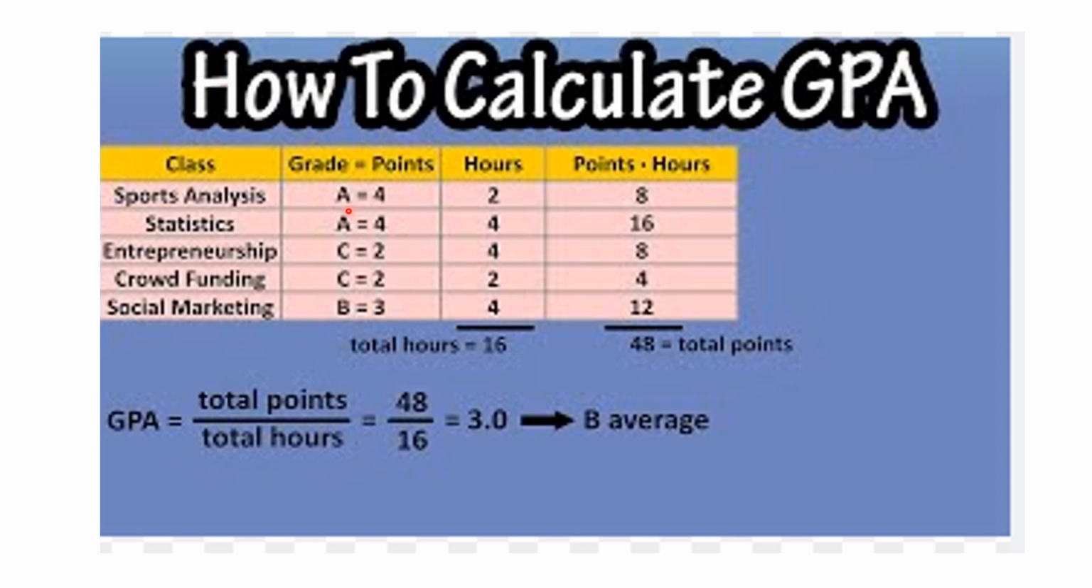Now you get points for different grades, and this is how you do this at the College of DuPage. An A is 4 points, a B is 3 points, a C is 2 points, a D is 1 point, and an F is 0 points. But what you do is you take the grade number times the number of hours. So this gives you 8, this gives you 16, 8, 4, and here is 12. So you add up the points times the hours, 48, and you divide by the sum of the number of hours. So the GPA is total points divided by total hours. In this case, it's a 3.0, which is a B average.